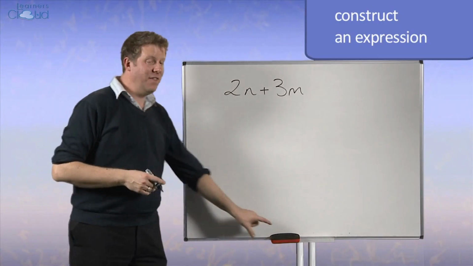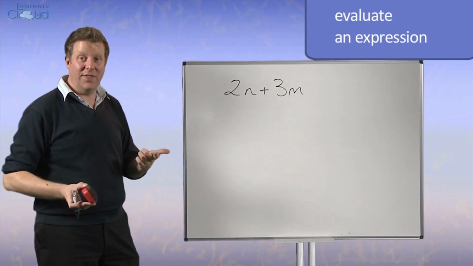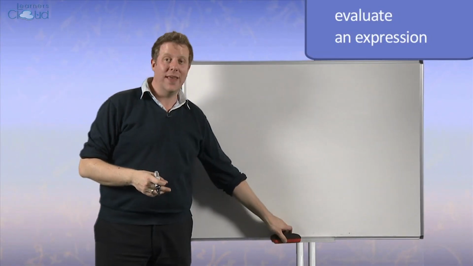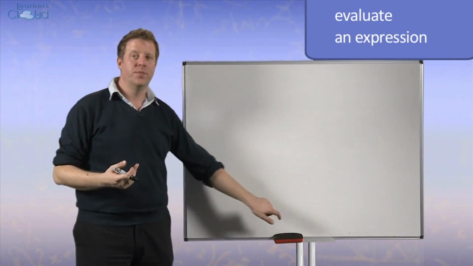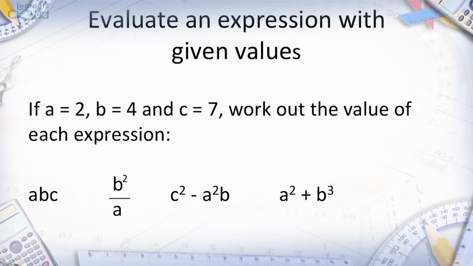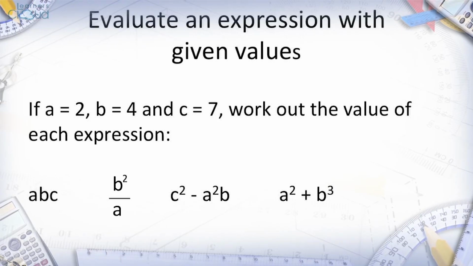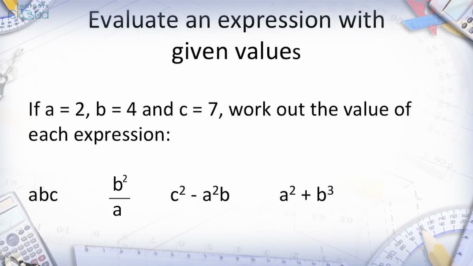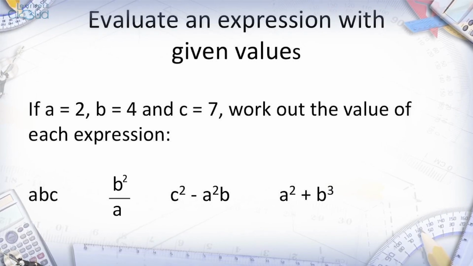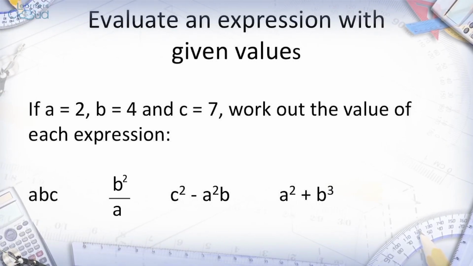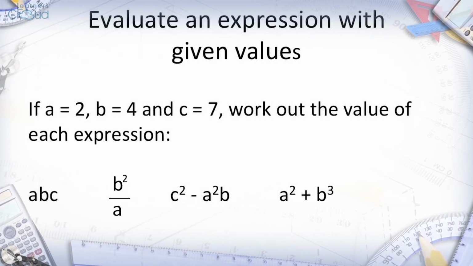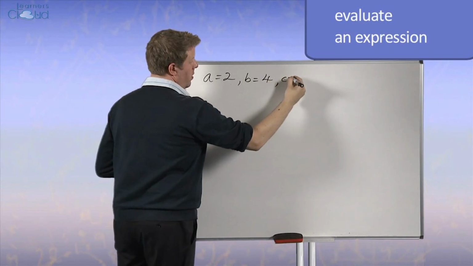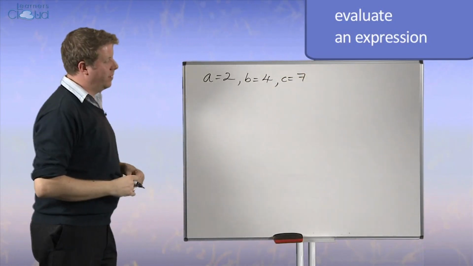Now let's have a think about evaluating an expression. So where we're given an expression and then they tell us the values that each letter is worth, we can then evaluate that expression. So first of all, let's have a look at this question here. It tells us that A equals 2, B equals 4, and C equals 7. And what we're going to do now is to evaluate certain expressions using those values.